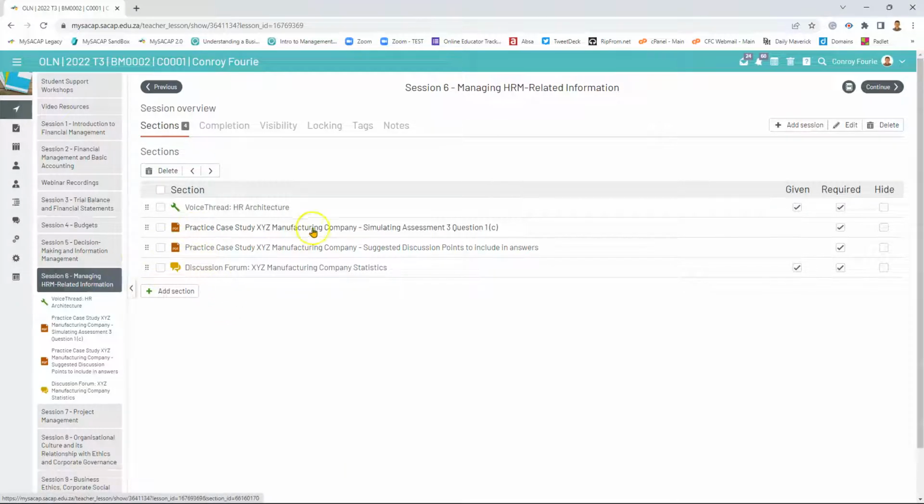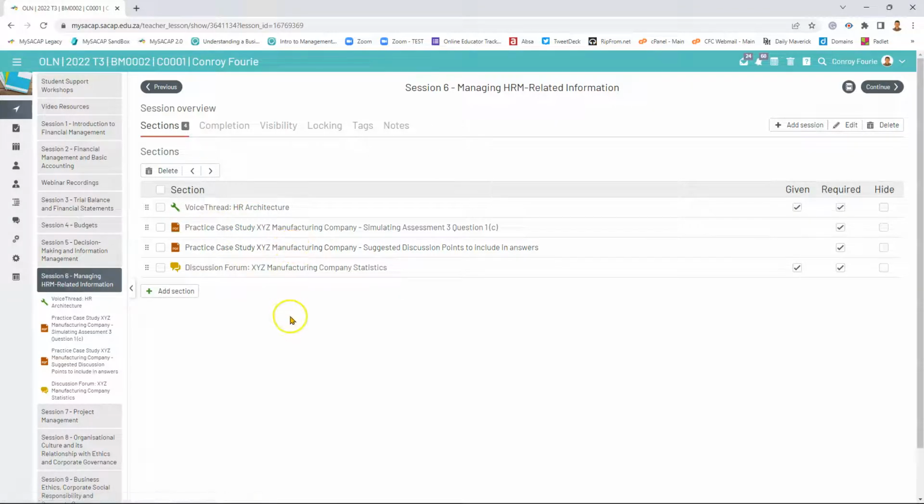In session 6, the practice case study, which is simulating question 3, assessment 3, question 1C, there are suggested discussion points to include in your answer. So I'm guiding you quite explicitly as to what we are looking for in that case study. At the same time, it's a scaffolding strategy for you to understand and to guide you through the answer. So you shouldn't really have a problem answering this.